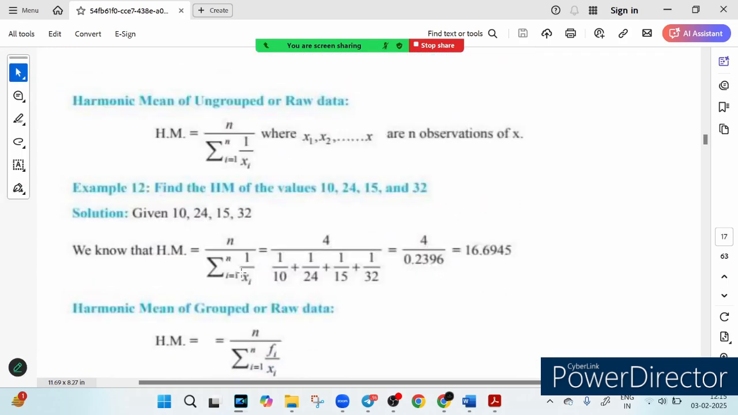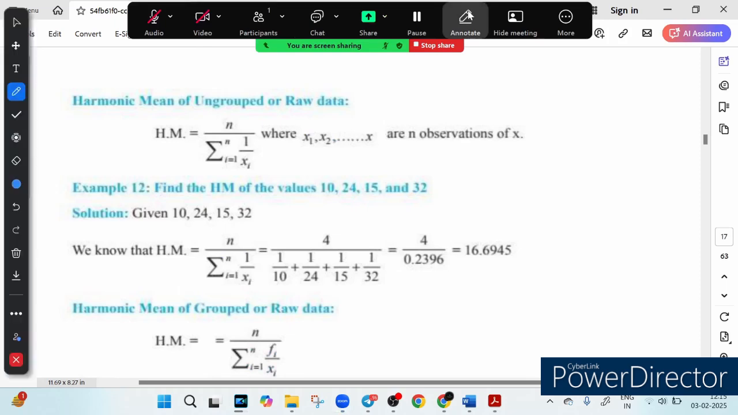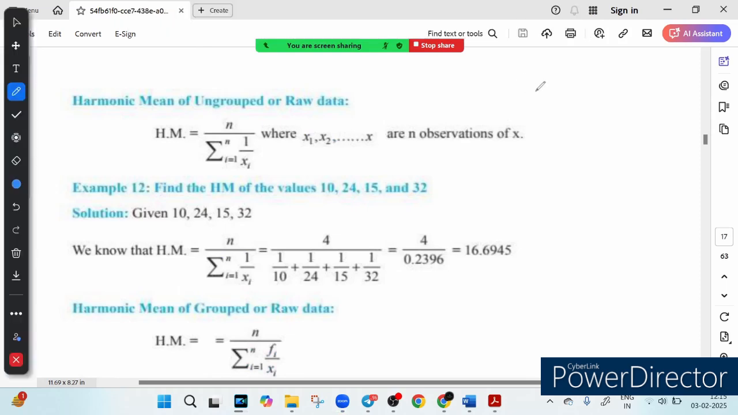So how to find the harmonic mean of ungrouped raw data? For ungrouped raw data, the formula is simple. n divided by the summation of 1 by xi, i equal to 1 to i equal to n, right? What is n here? n is the number of observations of x, like x1, x2, x3, x4 till xn. Suppose n observations are there, so n is the number of observations. You just put the number of observations in the numerator and divide it by the summation of 1 upon xi, i equal to 1 to i equal to n, right?